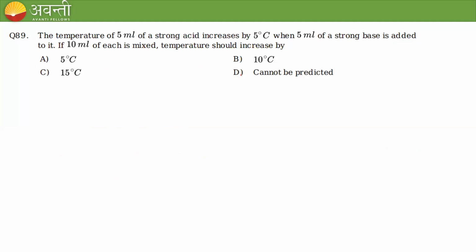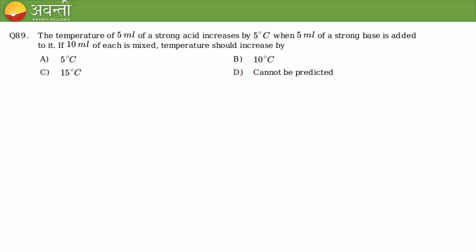Moving on to question 89. The temperature of 5 ml of a strong acid increases by 5 degrees Celsius when 5 ml of a strong base is added to it. Now, if 10 ml of each is mixed, temperature should increase by. The mixing of strong acid and strong base results in the neutralization reaction, so the heat evolved during the neutralization of the 10 ml of each acid and base would be twice the heat evolved from the system.